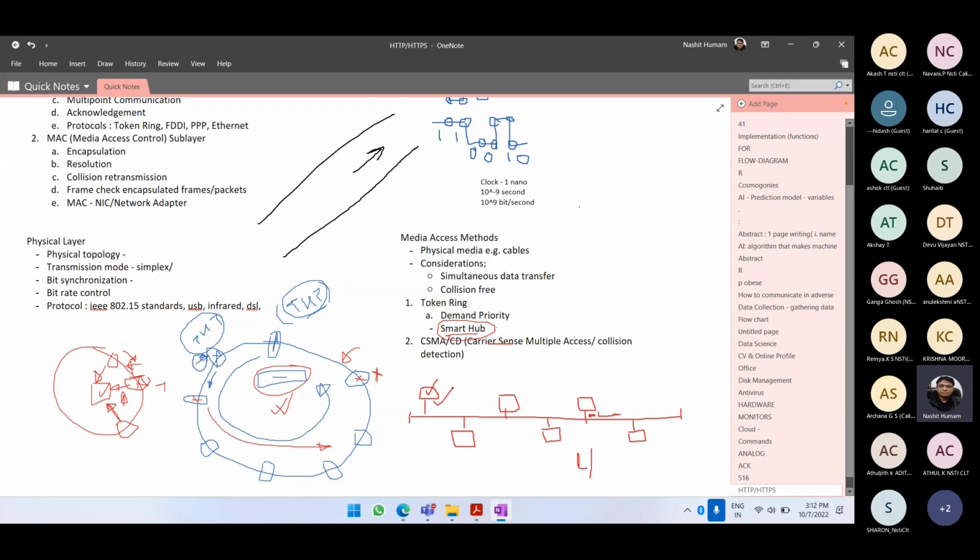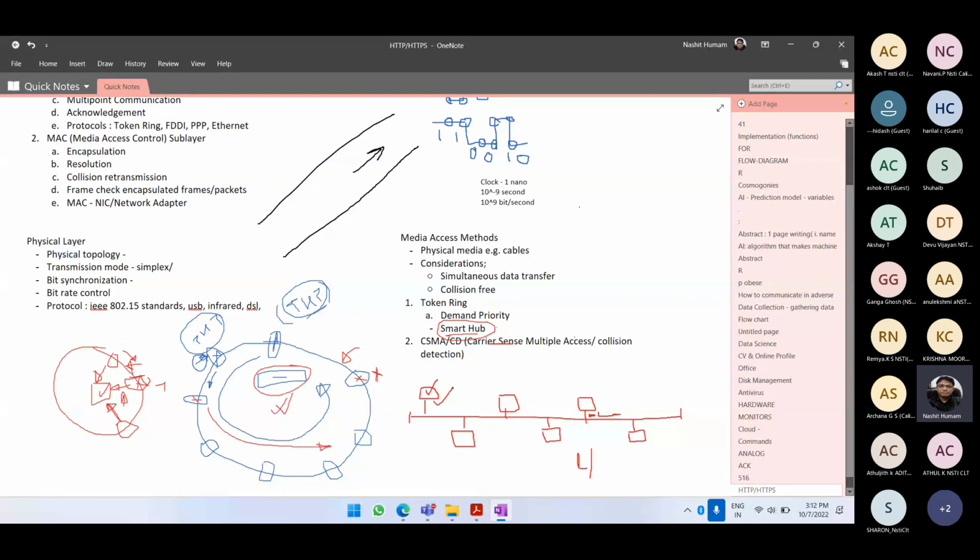One is it will travel throughout and come back. Number two is it collides with some other signal, and once it collides, you would receive a collision signal. Now, in case you are receiving a collision signal, you will wait for some time before sending another carrier sense signal. So this is the whole idea behind the CSMA/CD technique.